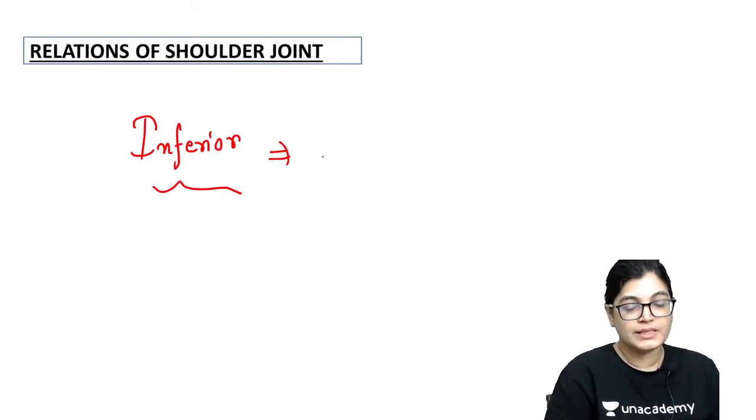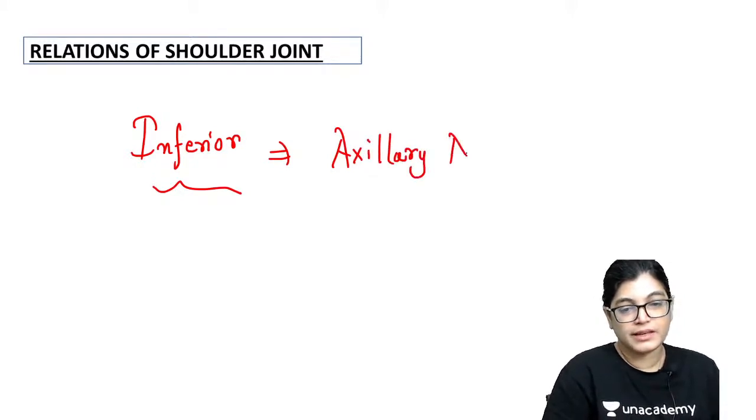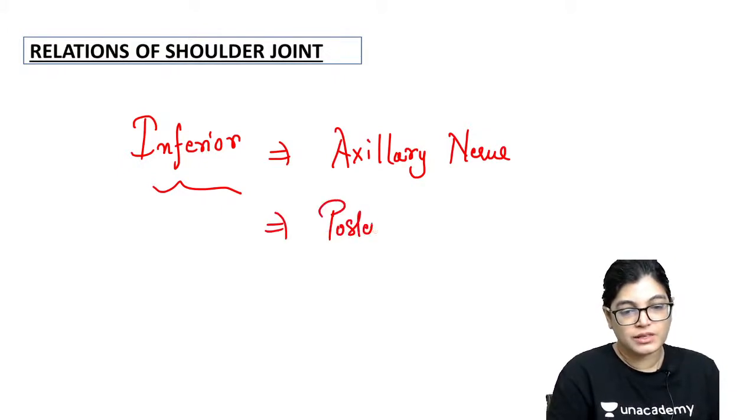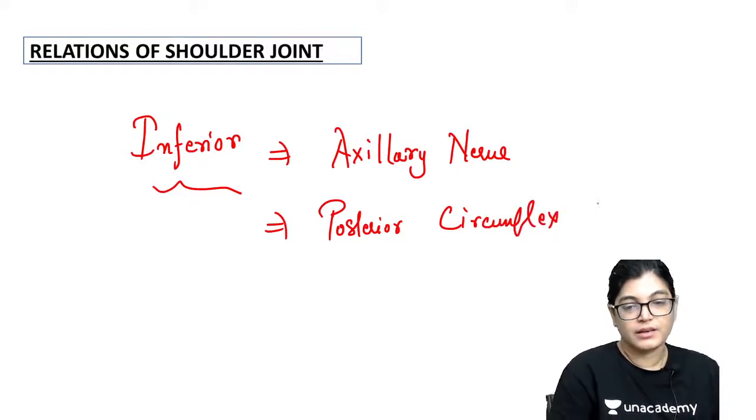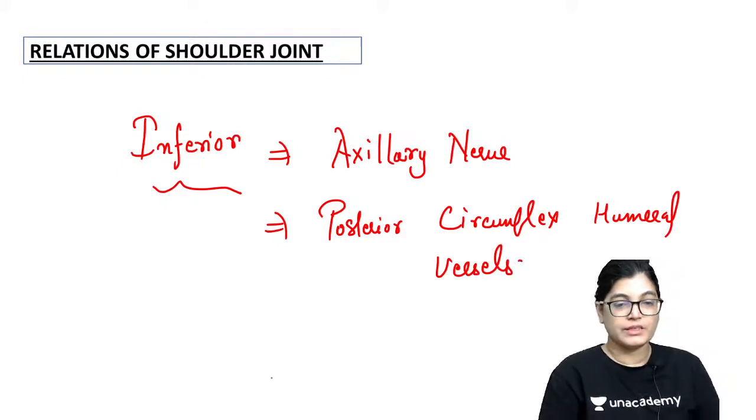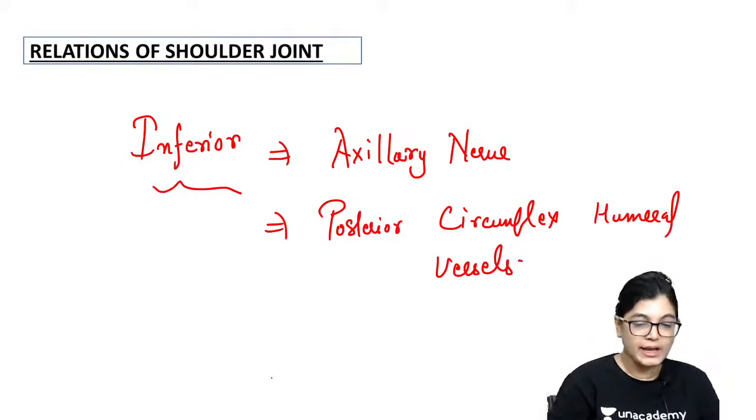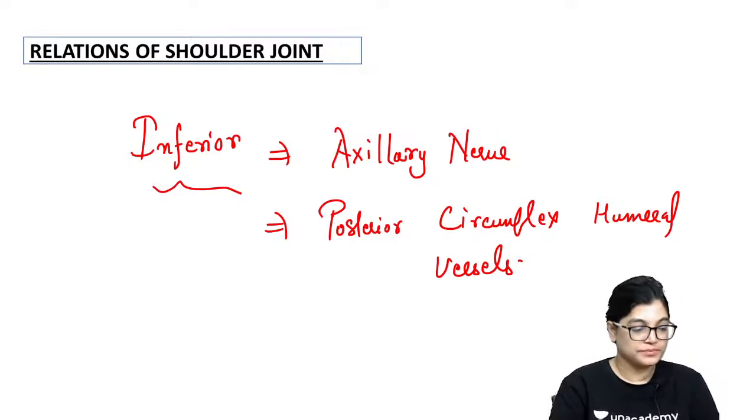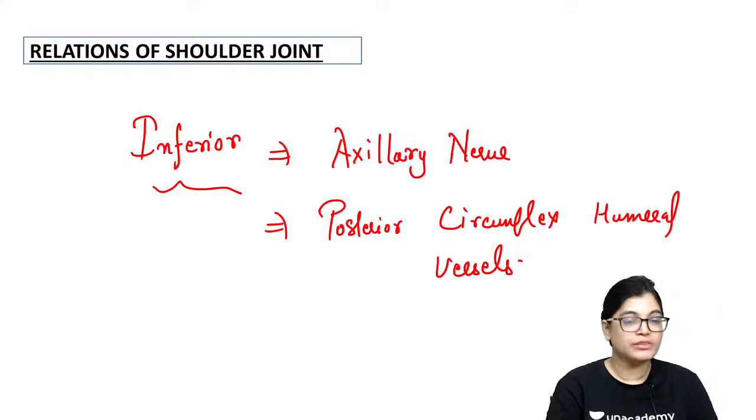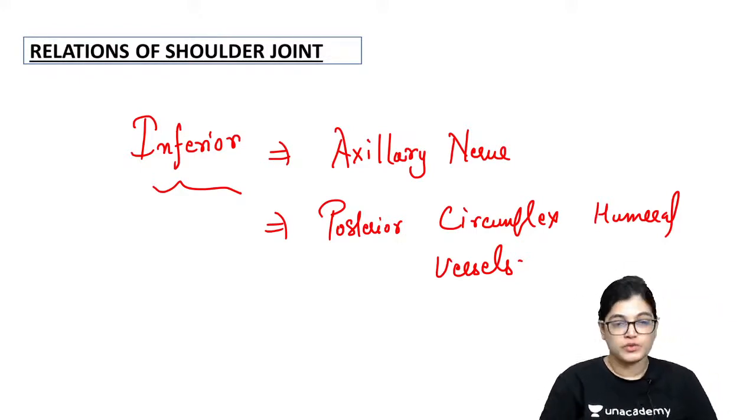So inferiorly it is related with the axillary nerve and posterior circumflex humeral vessels. These structures are lying in the inferior relation of shoulder joint. So in short, we have completed all the aspects of relations of shoulder joint.